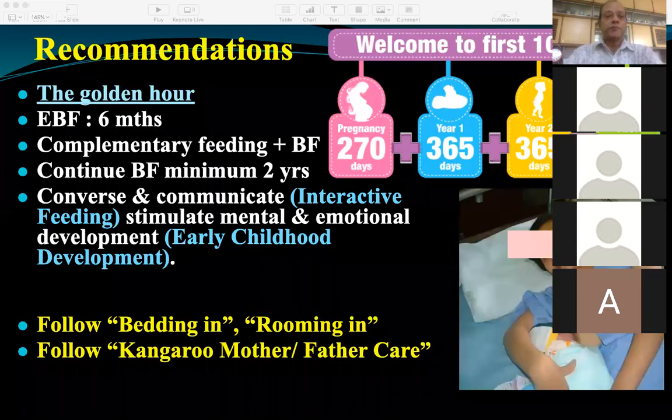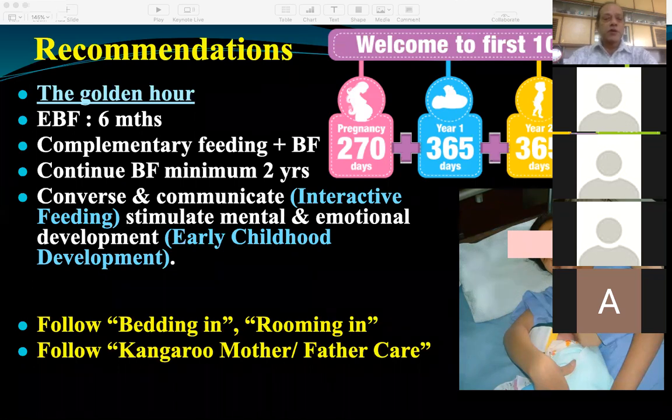What are the feeding recommendations? The latest recommendation is the first 1000 days of life, which includes the pregnancy 270 days, first year 365 days, and 365 days of second year. So these 1000 days are very important, and out of this, the first hour is known as the golden hour. That means breastfeeding must be started in the first hour of life. Exclusive breastfeeding for 6 months. After 6 months, complementary feeding plus continued breastfeeding, and breastfeeding should be continued for a minimum of 2 years.